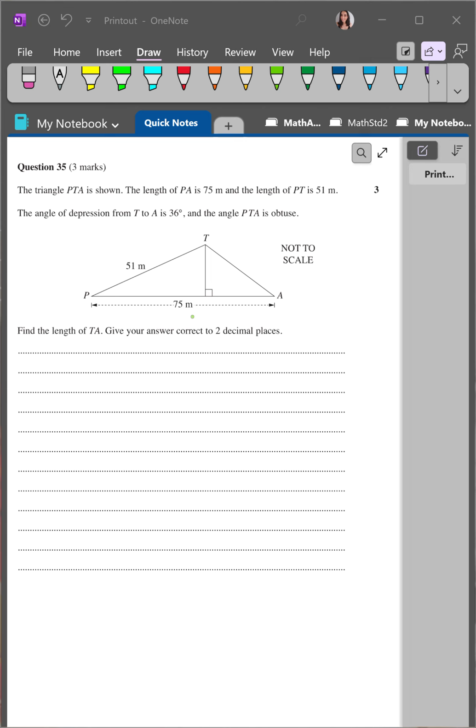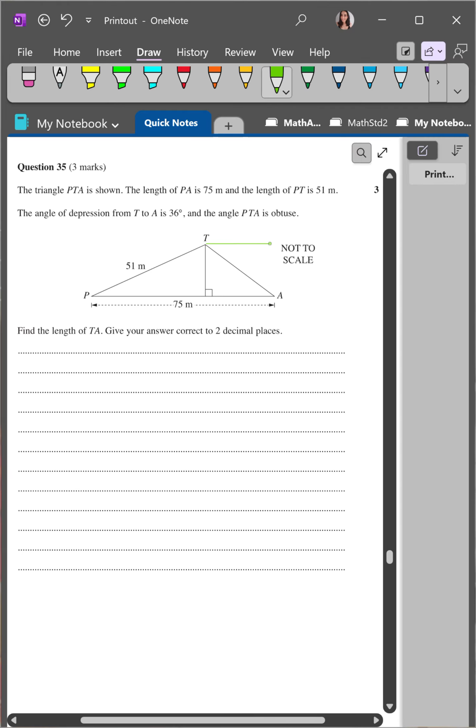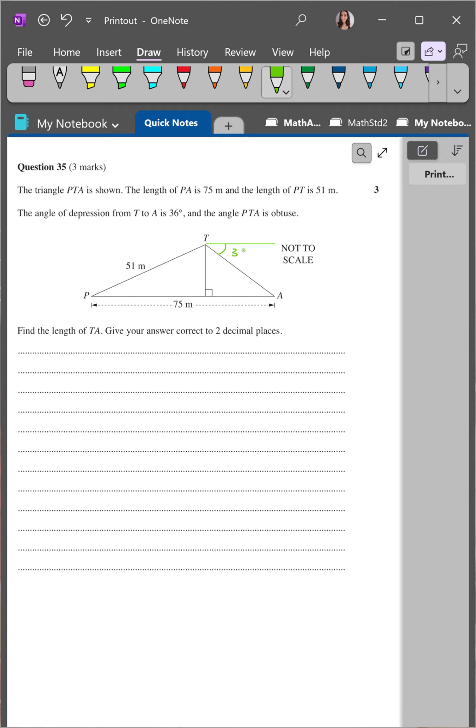Firstly, they've given us 51 and 75 in the diagram, but I want to put the angle of depression in. So it's saying from T to A. When we're looking for the angle of depression or the angle of elevation, we have to draw a horizontal line at the point that it's saying it's from. So here it's from T. So we draw a horizontal line at T, and then the angle of depression is the angle going down. So this is 36 degrees. And if it was elevation, it would be like this angle here, but it's not in this situation.